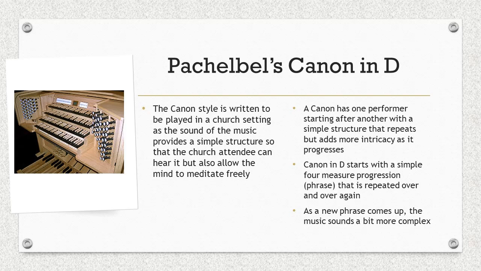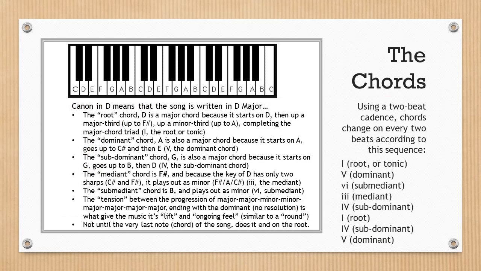In this particular case, Canon in D starts with a simple four-measure progression known as a phrase that is repeated over and over again, and as a new phrase comes up, the music coming in might sound a little bit more complex. So what is this all about, phrases and starting and all this other stuff? So one thing to think of is the chords. So the chords in the Canon in D use a 2-beat cadence.